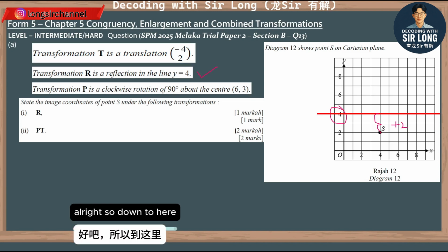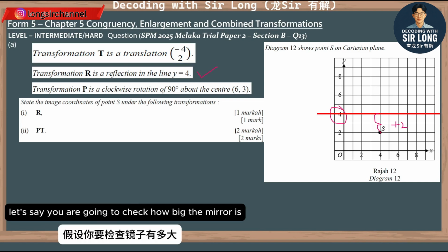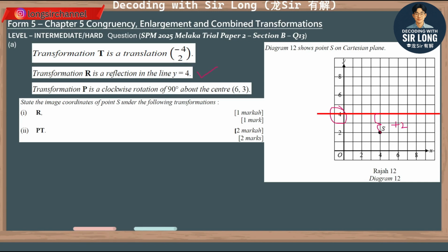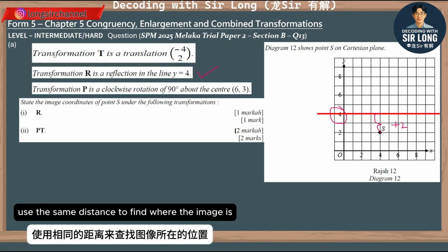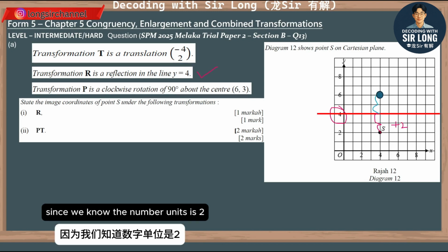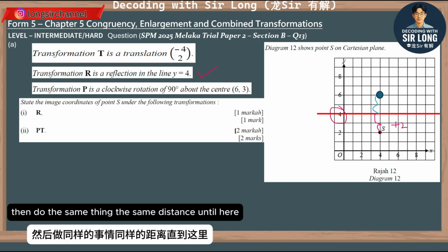Alright, so down to here, please just imagine that this reflection line is a mirror. So let's say you are going to check how big the mirror is, how big the image is. You are supposed to use the same distance to find where the image is behind the reflection line. Since we know the number of units is 2 from S to the reflection line, then do the same thing, the same distance until here.